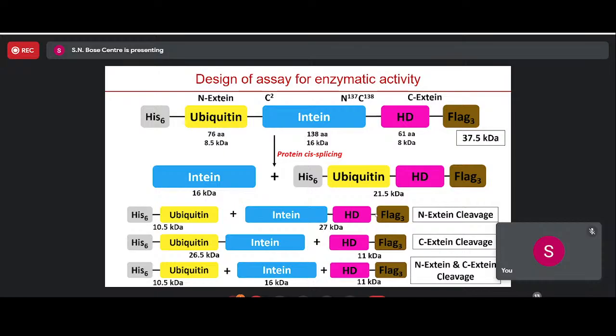Now, potentially, this whole construct can undergo these reactions. If it undergoes the proper splicing reaction, the intein goes out, and we get the spliced product. We know its molecular weight. It can also undergo N-terminal cleavage. This is a futile product, a side product, not something that is desired. C-terminal cleavage will give something like this, and then these two can also undergo C-terminal cleavage and N-terminal cleavage to give this. All of these products are possible, and we can detect them because we have this his tag at the N-terminus and flag tag at the C-terminus.